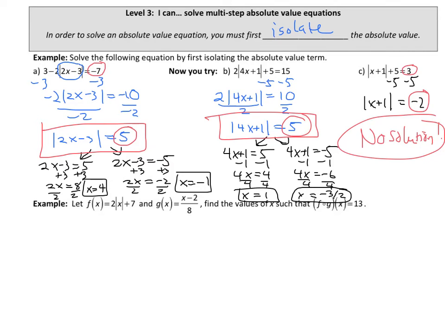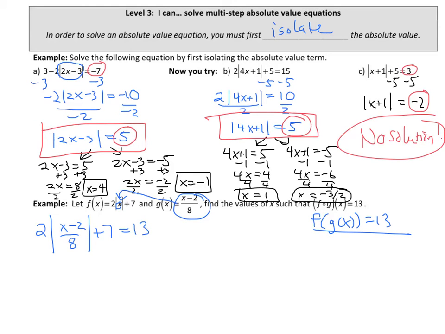And one last example that involves function composition. Remember that f circle g of x means f of g of x equals 13. This means I'm plugging g of x into f of x. So I take this expression from g of x and I plug it in to the x in f of x. So we get 2 times, and then instead of x, I replace x with the expression, so I put my absolute value sign, x minus 2 over 8, plus 7, and then according to this equation, I'm going to set it equal to 13.